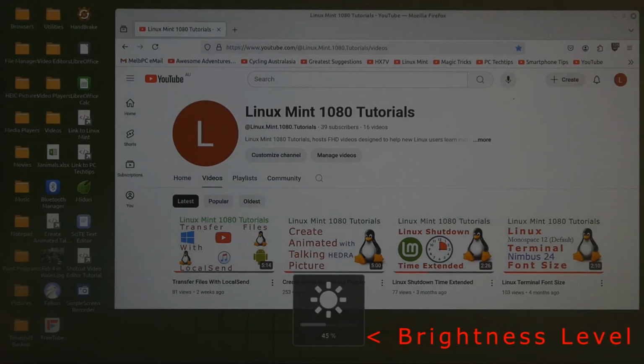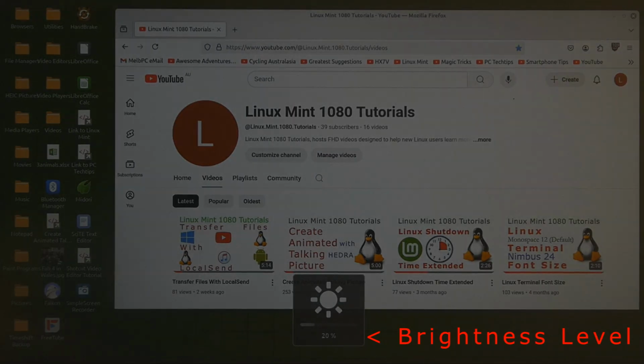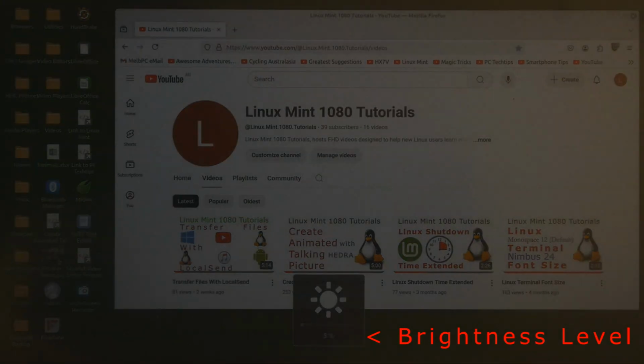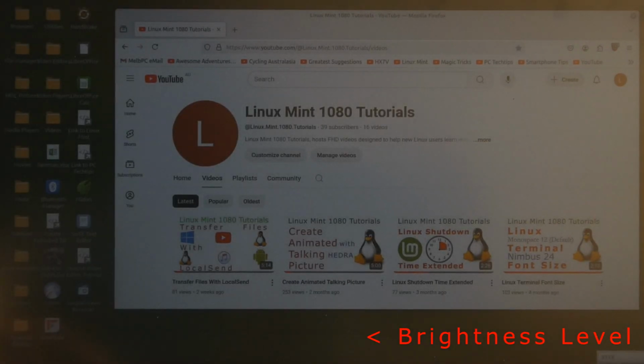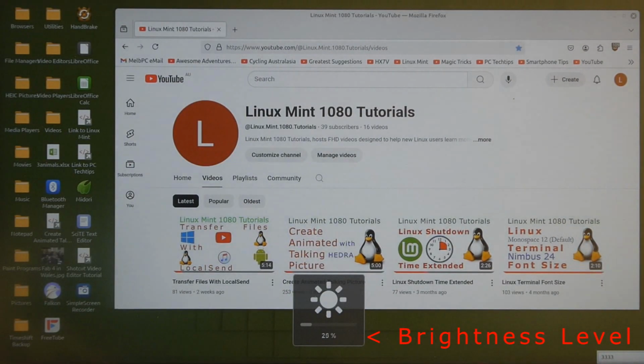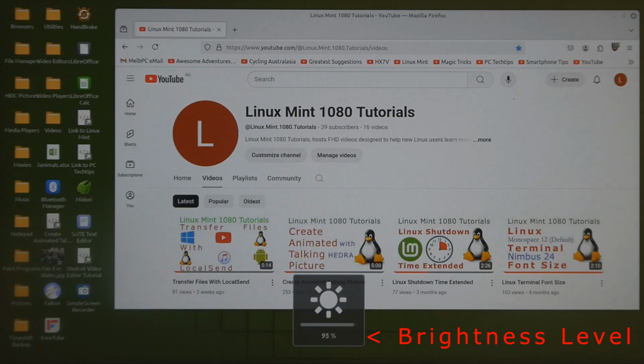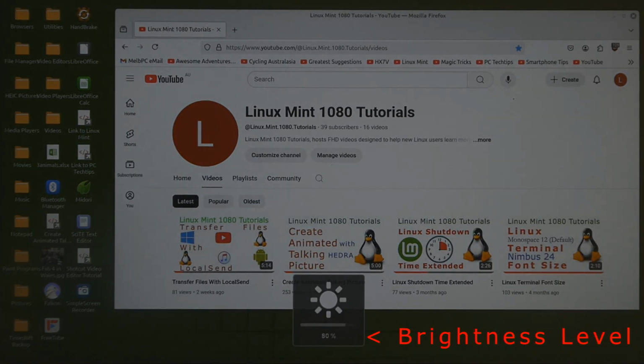Fn plus F2, decreasing brightness. Fn plus F3, increasing brightness. Fn plus F2, decreasing brightness.